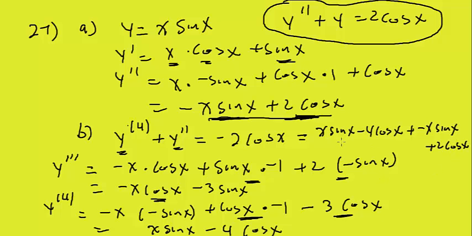So I got negative 4 cosine x, and I got negative sine x and positive sine x, and they cancel out. And this is positive 2 cosine x and negative 4 cosine x, so that reduces to what on the right side? Negative 2 cosine x, and that's equal to negative 2 cosine x.